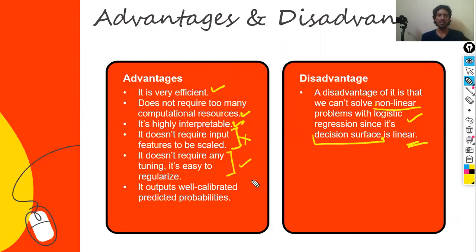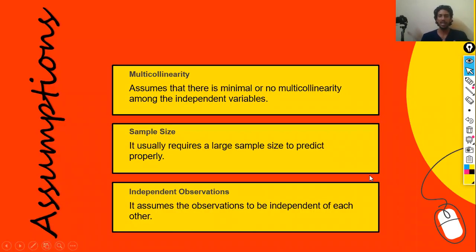It's easy to regularize, and it also outputs well calibrated predicted probabilities. The predicted probabilities which you have, I would definitely say that they are dependable, unlike, for example, naive Bayes, whose output values cannot be depended on. That is one model which we all probably know about. If you don't know what naive Bayes is, please go back to my videos and check. I've already made a video on what naive Bayes is, and I think you should be able to understand something about it.